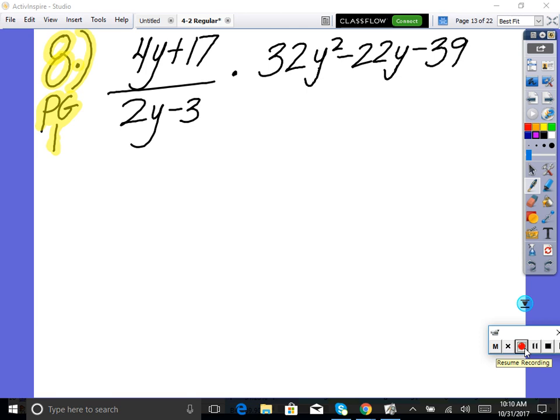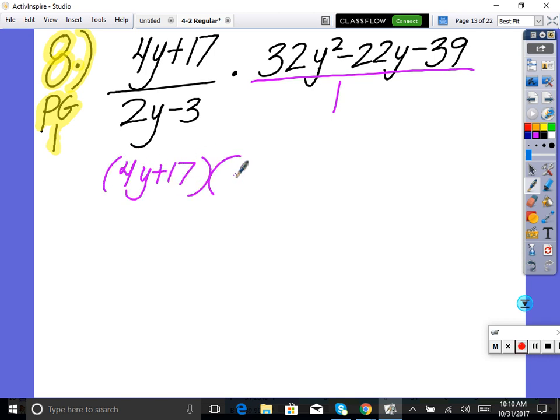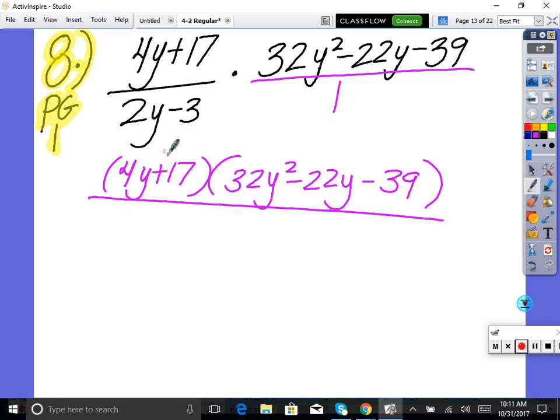Let's do it together. This one throws people off because they get confused and say, okay, well, what's going on here? But don't let it throw you off. This is technically divided by 1. So multiplying fractions, we just multiply straight across. So let's rewrite what we have. That's on top. And then on bottom, we have 2y minus 3 times 1, which is literally 2y minus 3. Make sense? Okay, that's my answer.